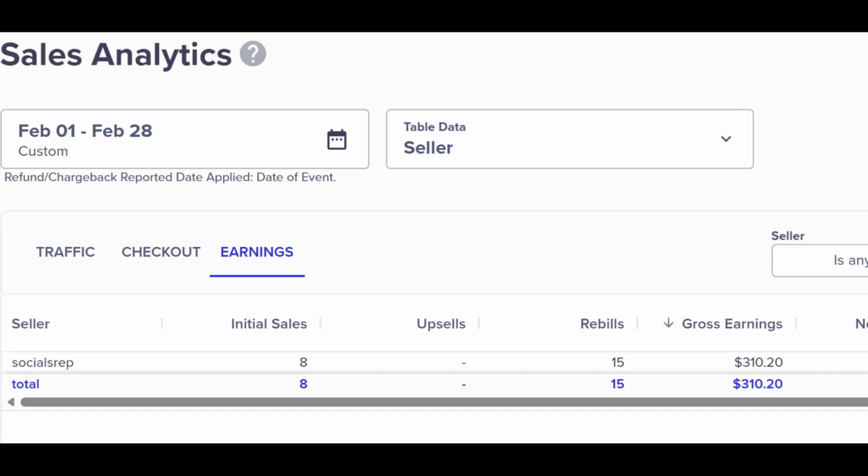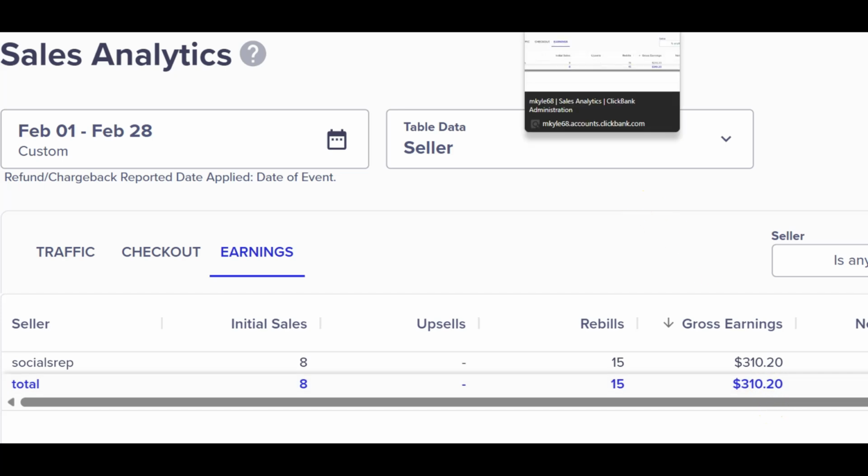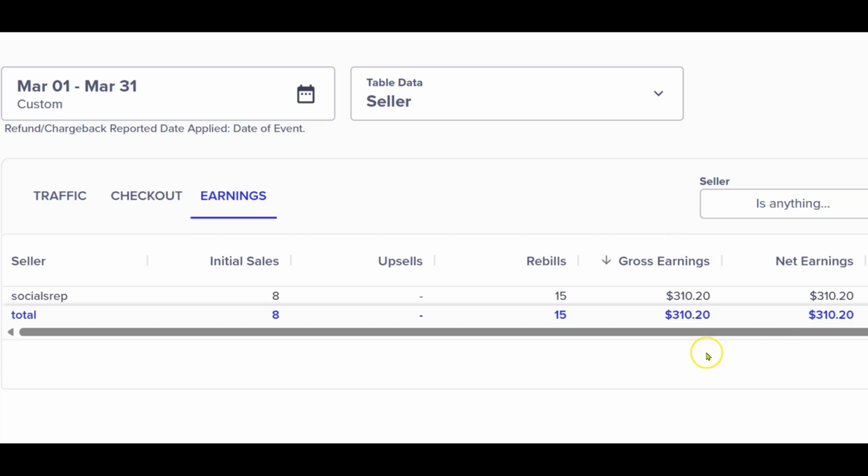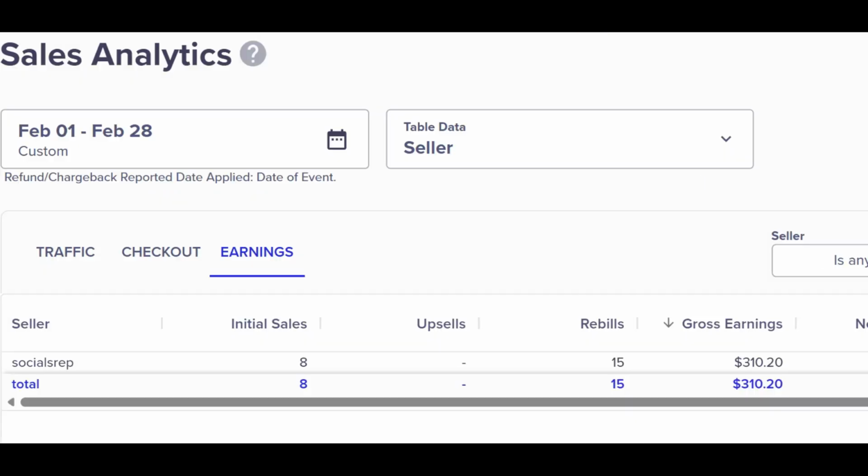So if I go back here to January, I'm going to do February. This was last month. Okay, we got again 8 initial sales, 15 rebills, 3,10,20. The amount of sales that I got for the month. What did we do for March? 3,10,20. Okay. I could bring up all the other months. But yeah, so I'll leave that where that's at.